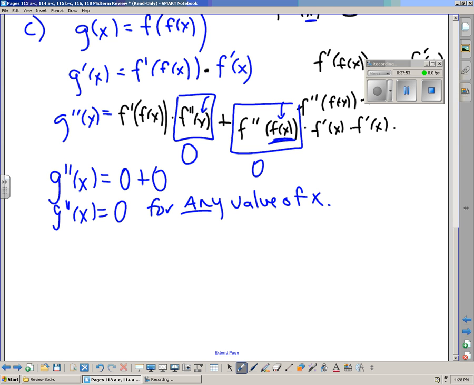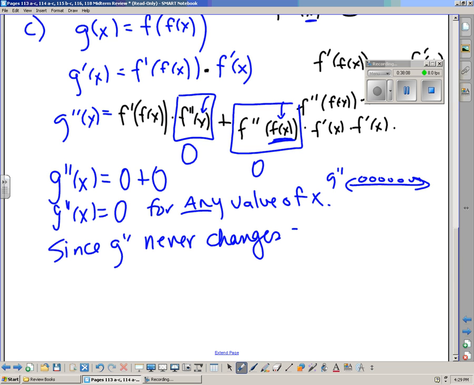Therefore, it has no sign changes. If you were to graph a number line of this silly thing, g double prime, it would be zeros all over the place. So, since g double prime never changes sign, because it's always 0, g has no points of inflection.